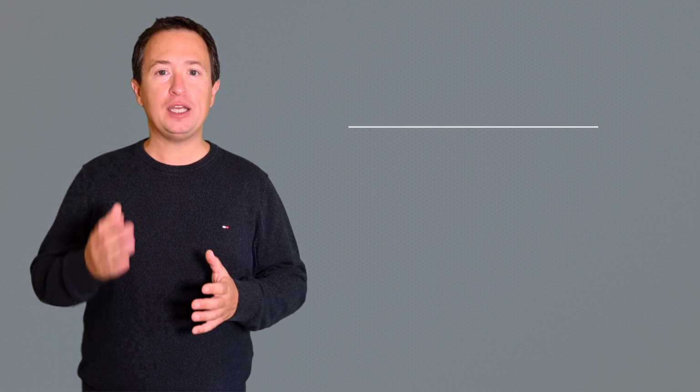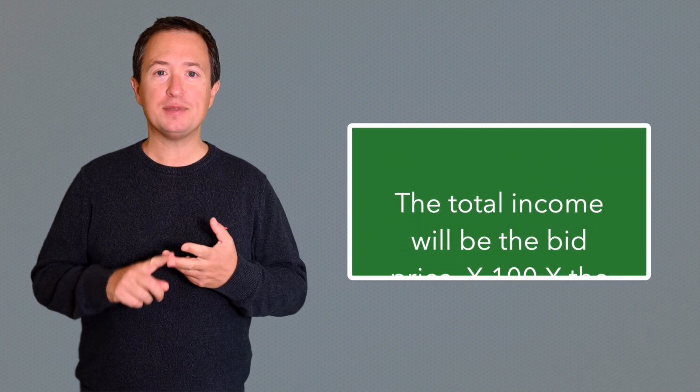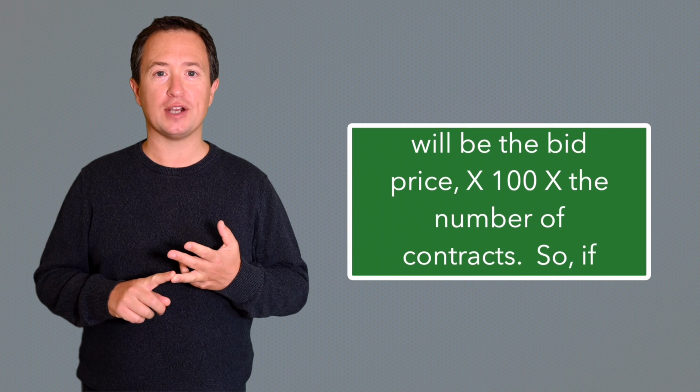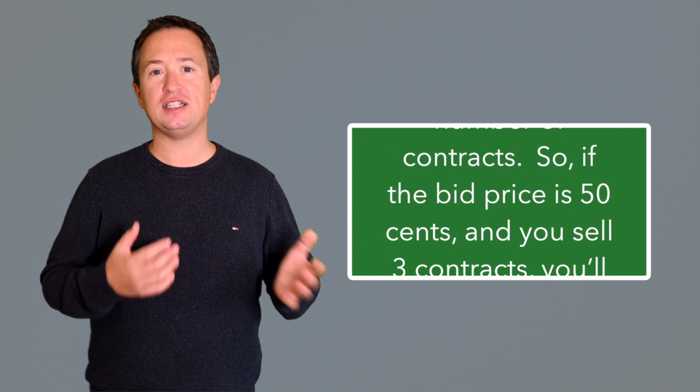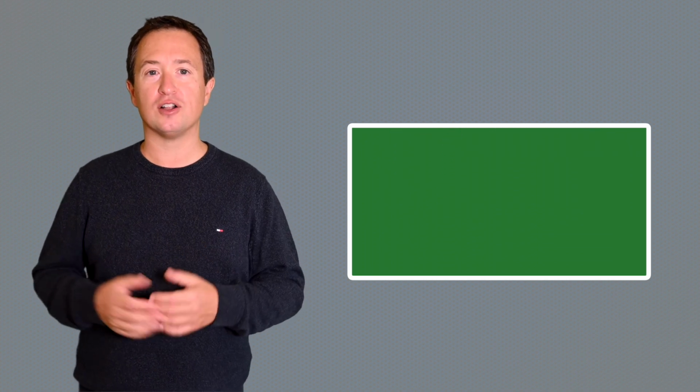You'll also need to input the expiration date and the strike price. If the brokerage gives you a quote, the bid price is the amount somebody is currently willing to pay. And remember, the total income will be the bid price times 100 times the number of contracts. So if the bid price is 50 cents and you sell three contracts, well, you'll get $150 in covered call income.